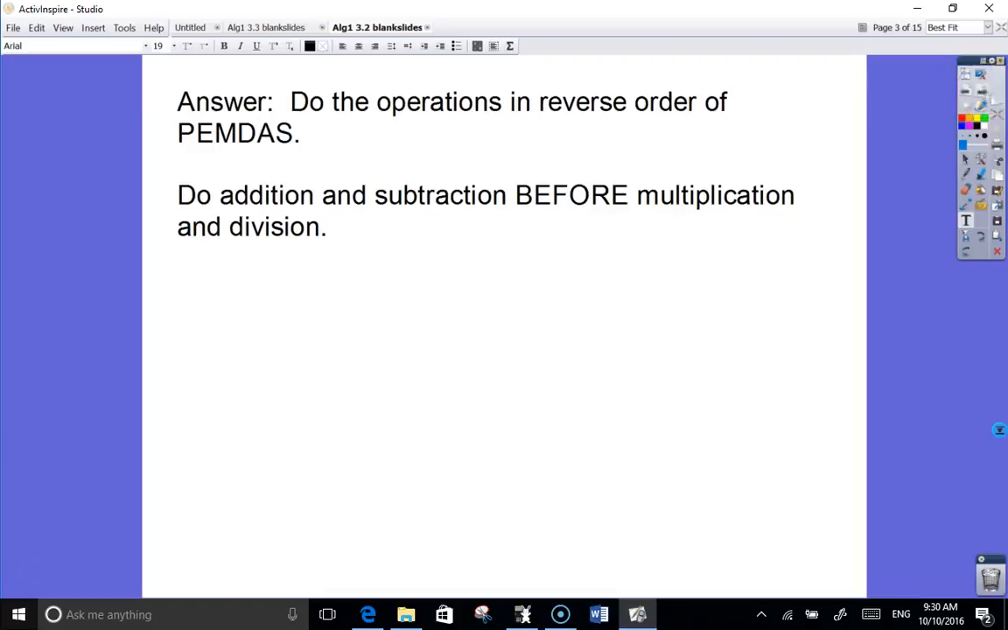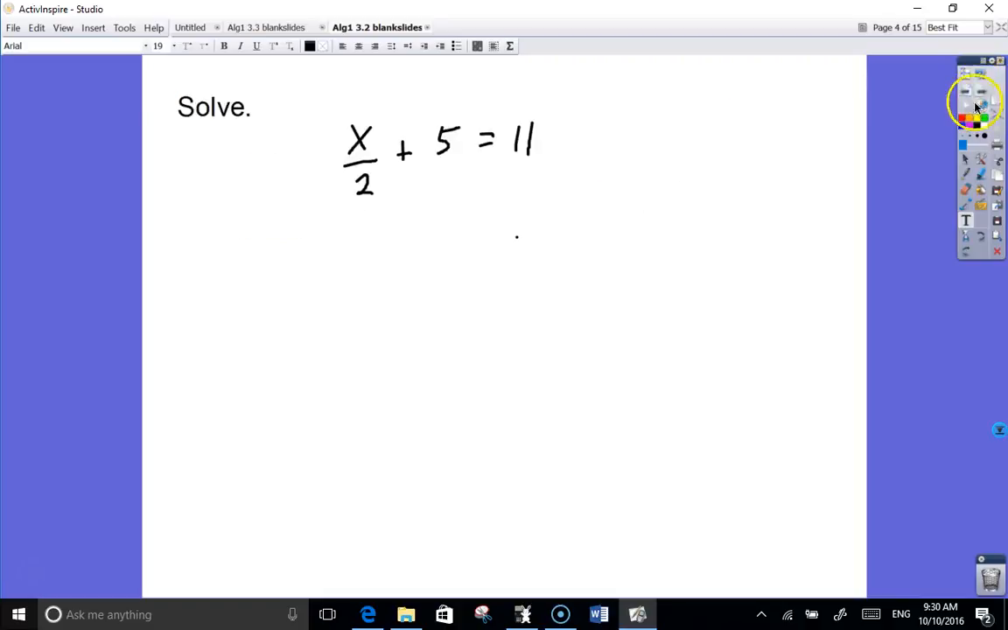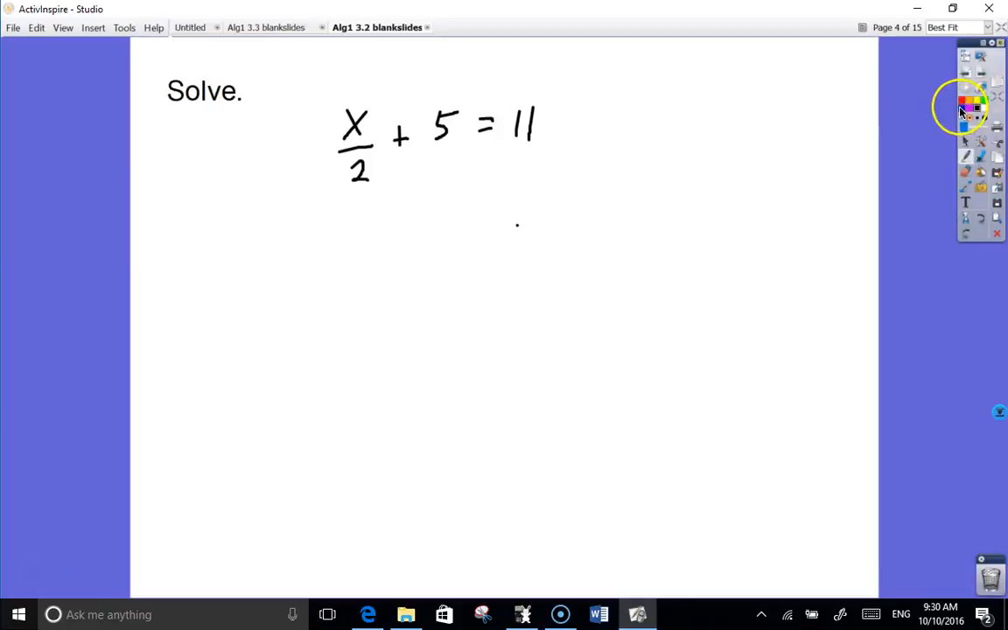Okay, so let me show one. So here we go. So what is the variable? The variable is x, and it's got a couple different things going on on that side of the equal sign. It's being divided by 2, and there's a plus 5. So again, you've got to decide which one of those you should undo first.